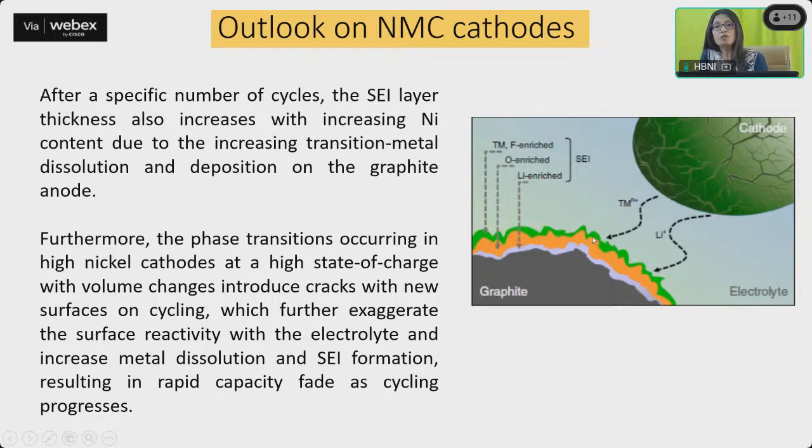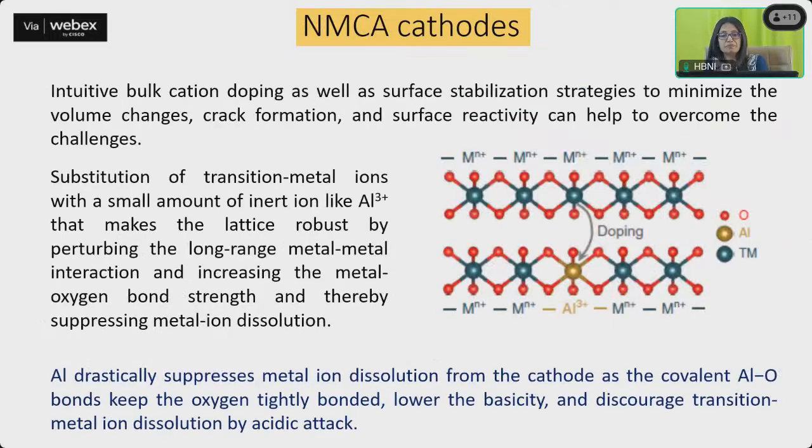At the end of the day, the problem is that your SEI is getting thicker and thicker, and then it is going to introduce cracks with new surfaces on cycling, which will again aggravate the surface reactivity with the electrolyte, and it will keep on forming this SEI. And the moment more and more SEI keeps forming without stabilizing, you are losing more and more lithium. Your capacity is continuously decreasing, and this is not a cyclable material. So that is why you have to be very, very careful when you are using this NMC cathode about how much nickel, how much manganese, and how much cobalt you can use. So what are the methods being taken to prevent this?